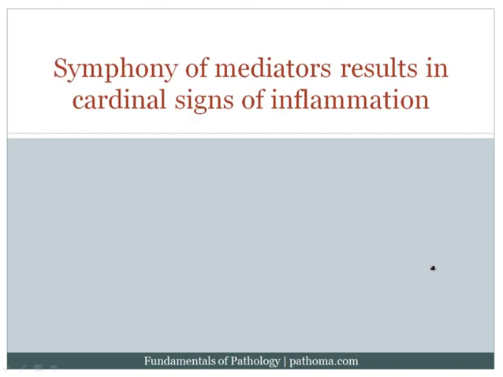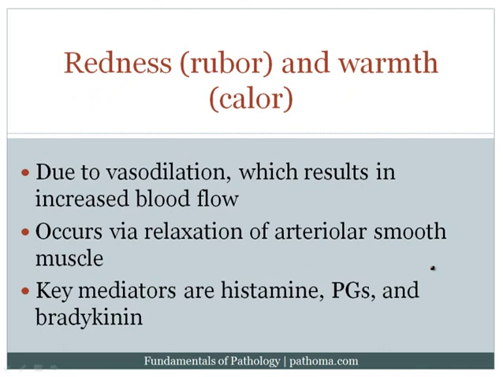Once acute inflammation is activated, all of these mediators are sort of played together as a symphony. And that symphony is going to result in the cardinal signs of inflammation. So now we're putting together all of the mediators and saying, so what is the overall result? And the overall result is the cardinal signs of acute inflammation. So what are these signs? Well, these we're very familiar with. Rubor, or redness, and warmth, that's called calor. This is the first of the two key cardinal signs.